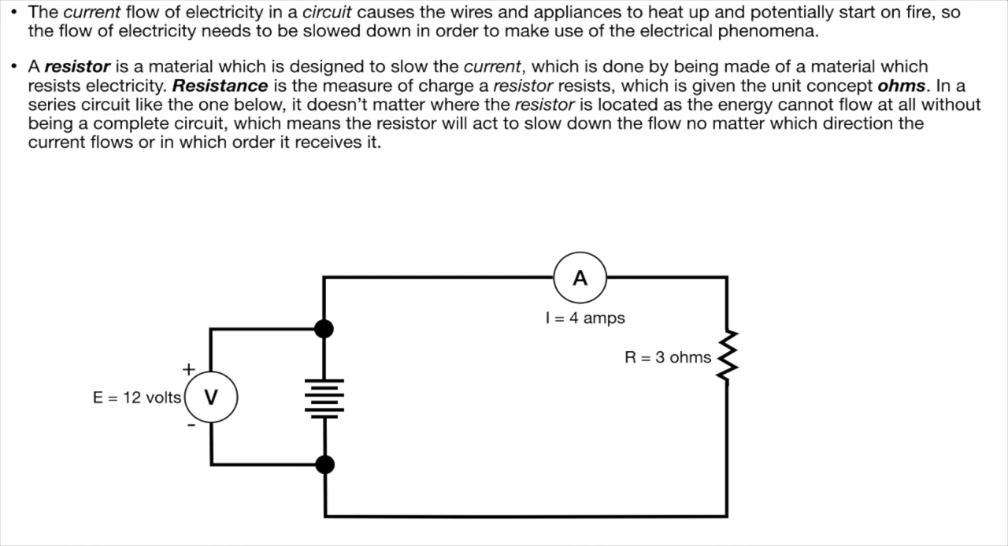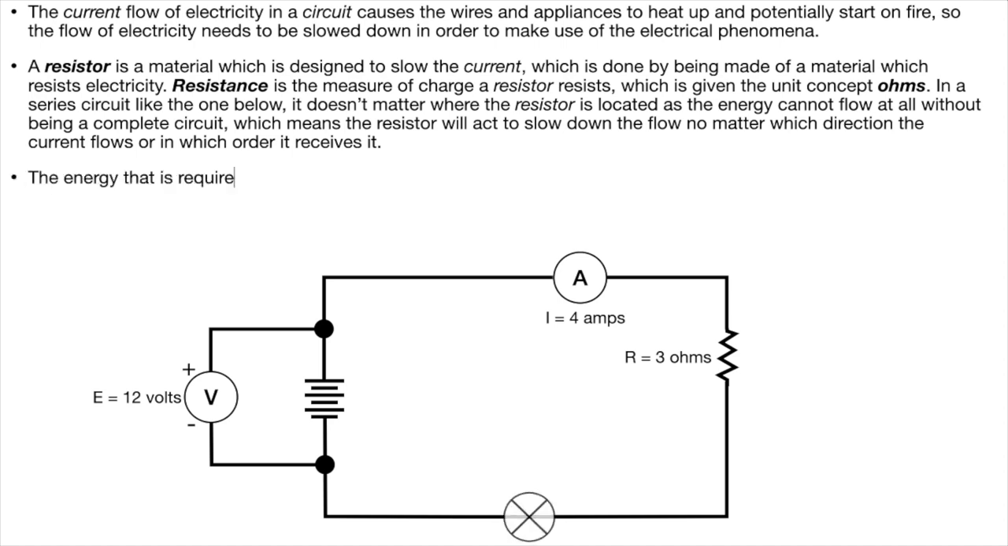In a series circuit like the one below, it doesn't matter where the resistor is located, as the energy cannot flow at all without a complete circuit, which means the resistor will act to slow down the flow no matter which direction the current flows or in which order it receives it. In this case, we're going to say the resistance is 3 ohms.